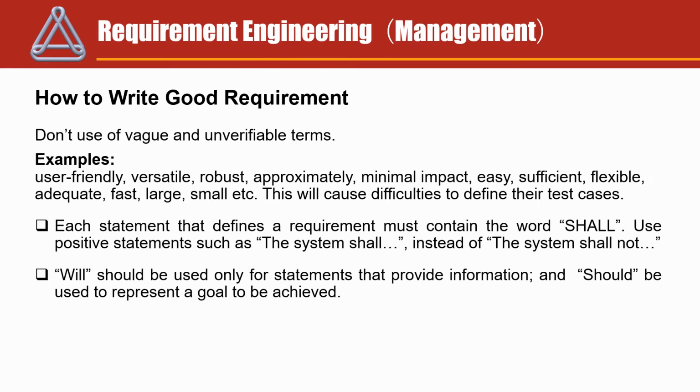So buzzwords also fall into the category of being vague and unverifiable terms. So examples are user-friendly, versatile, robust, approximately, minimal impact, easy. Those are all ambiguous words that mean different things to different people. So, for instance, the user must be able to set up the system quickly versus the user must be able to set up the system in under 10 seconds are two very different requirements. The second one gives you a quantitative measurement, so that what's quick to somebody might be 2 seconds and what's quick to another person could be a minute.